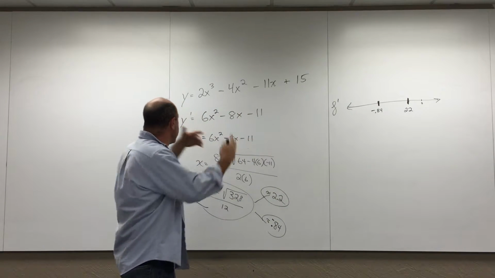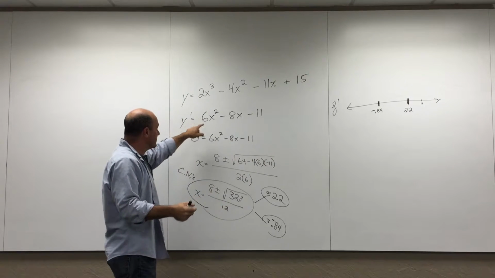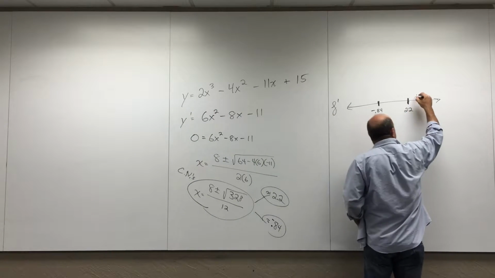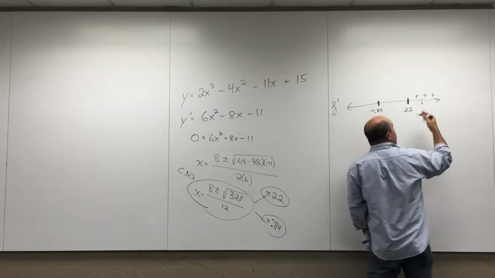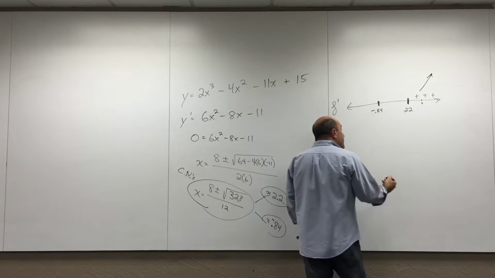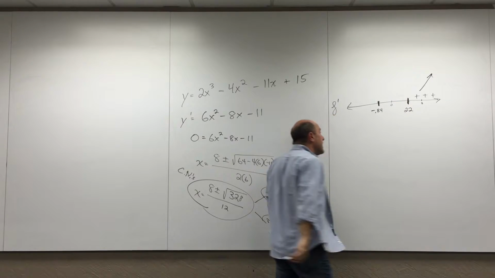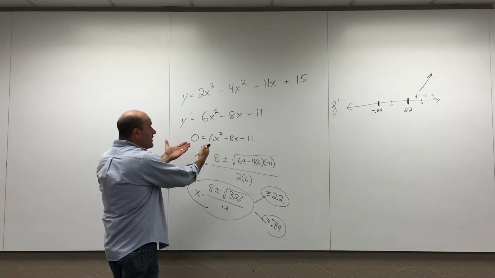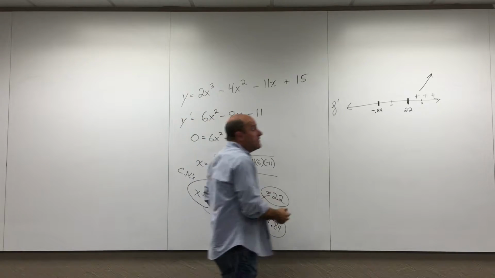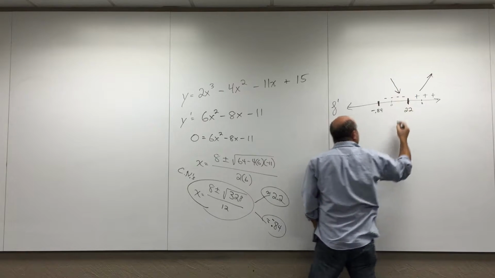I'm plugging a 3 into my derivative. And here's my derivative. I think it's positive. So that whole region is positive, and in that region, the function is increasing. What about in here? I'll pick a 0 and plug it into the derivative. It's pretty easy. It's a negative 11. It's negative is the point. That means it's decreasing.